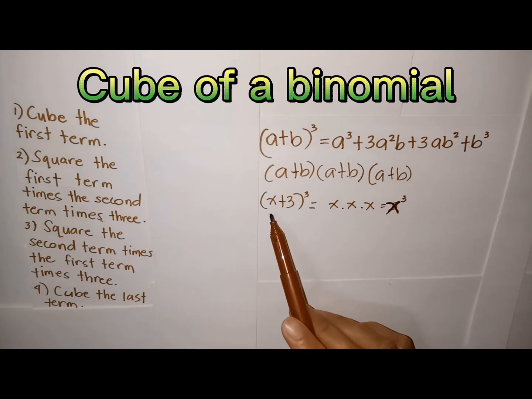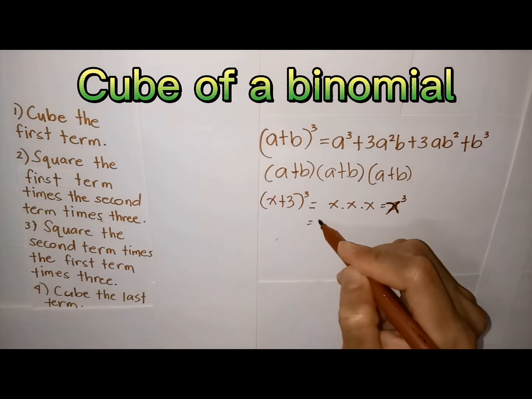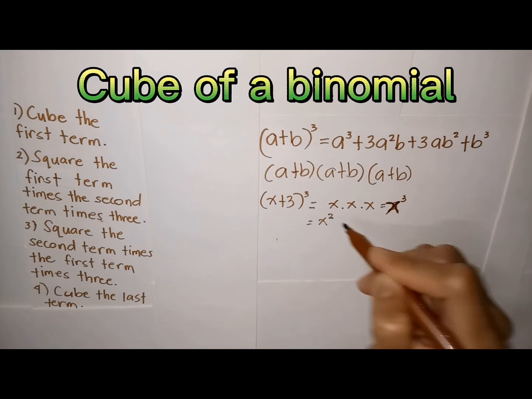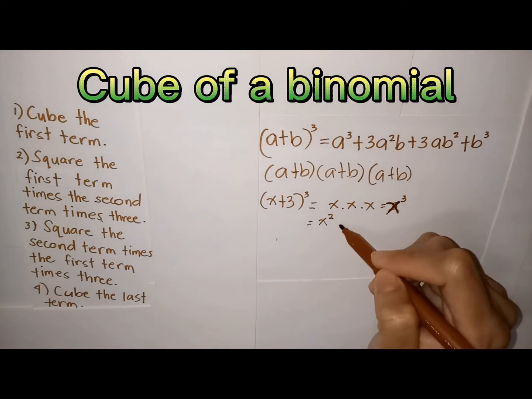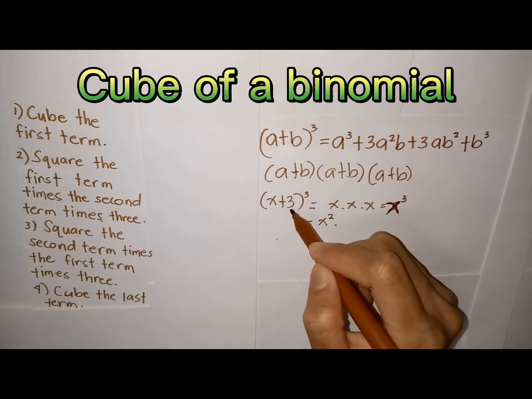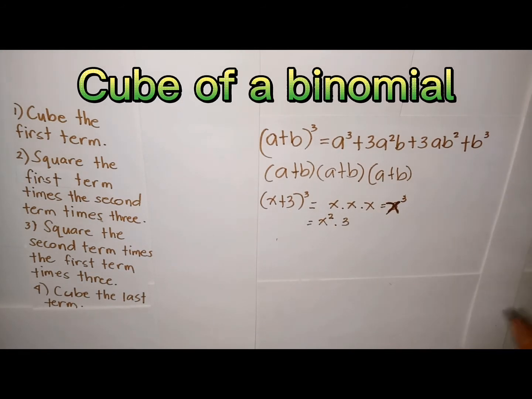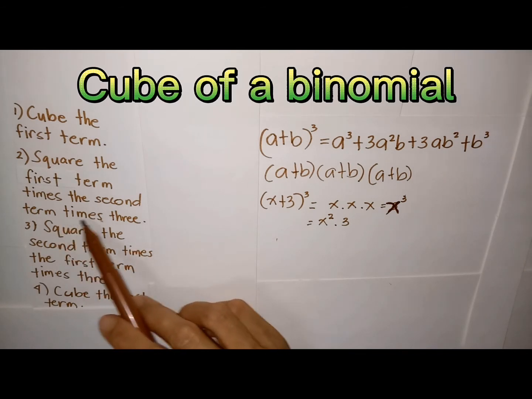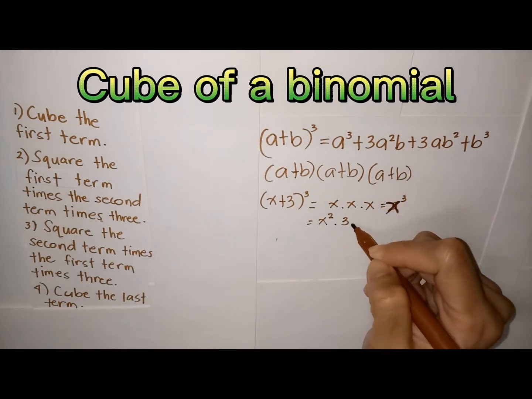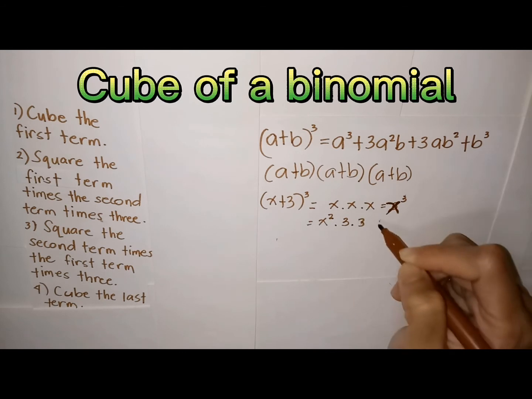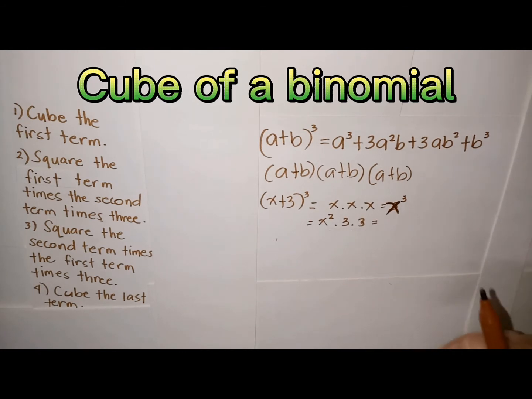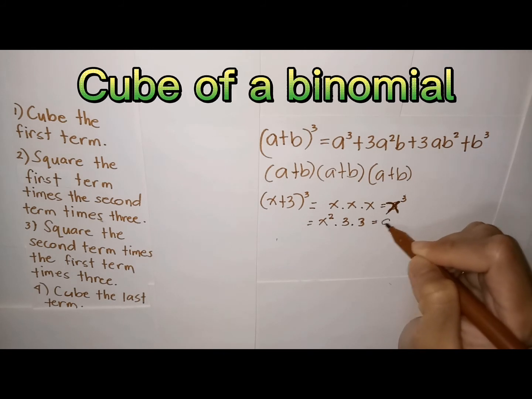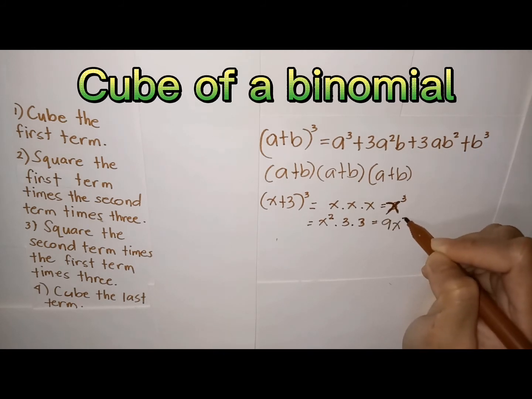Second step, square the first term times the second term times 3. Square the first term, so we have x squared times the second term. Our second term is 3 and times 3. So we need to multiply it by 3. Therefore, we have x squared times 3 times 3. It will give us 9x squared.